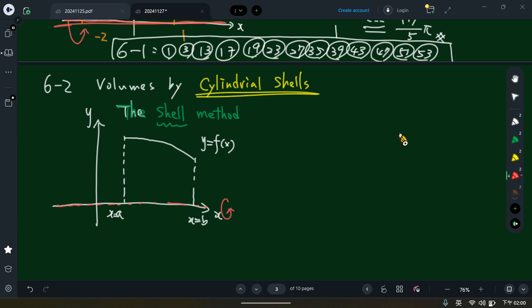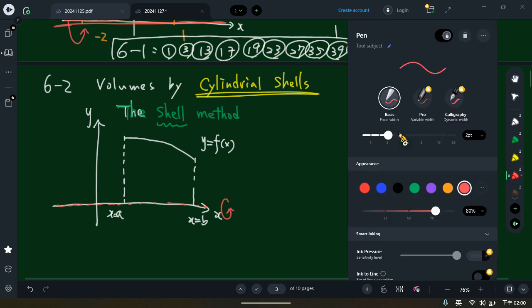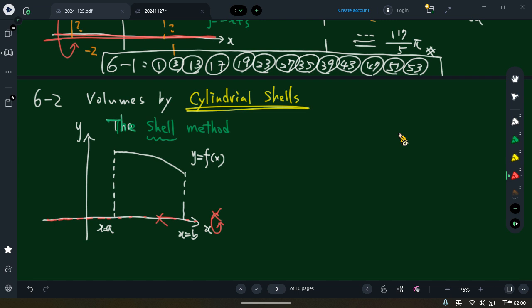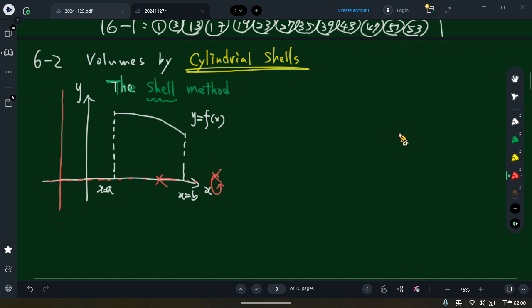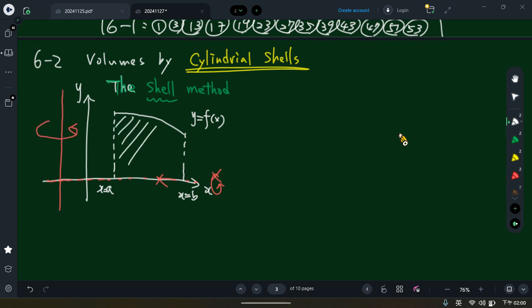But this time I will not follow this way. This time the rotation axis will be moved here, and then we rotate, still using this region. So can you tell the difference between the previous one and this one? In the previous one, this is the rotation axis, but this time we use this one. So the idea will become different.